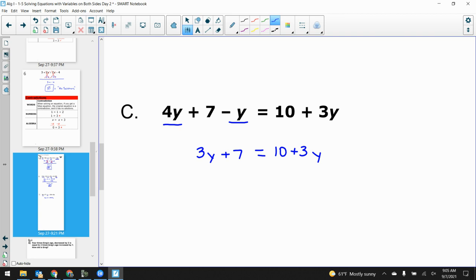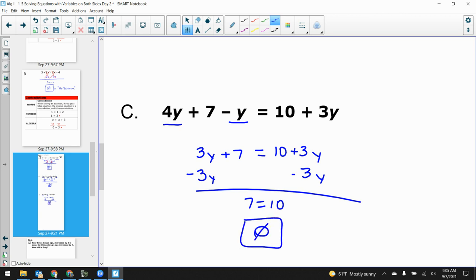But because I see that my variables are matching and I move the 3y over to the other side, I notice here that those are going to cancel, and I'm going to get 7 is equal to 10. So what do I put on my answer blank? No solution. Good, no solutions. Again, if you put 7 is equal to 10, that's not the answer. The answer is no solution.